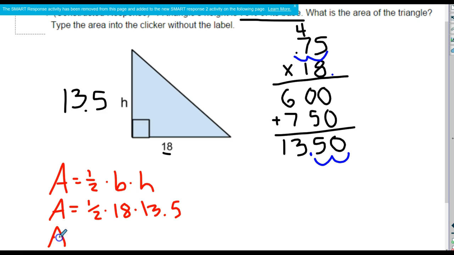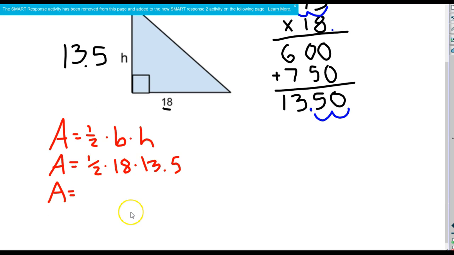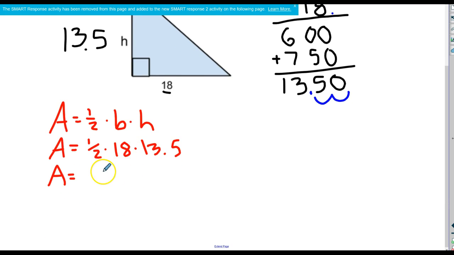So now I have area equals, and again, we can multiply them in any order that we choose. I'm going to do 1/2 times 18 first because I think that's easiest. That would just be 9. So I have 9 times 13 and a half. Here's where, without a calculator, I might be best suited by doing this off to the side. So I'm going to take 13.5 and multiply that by 9.